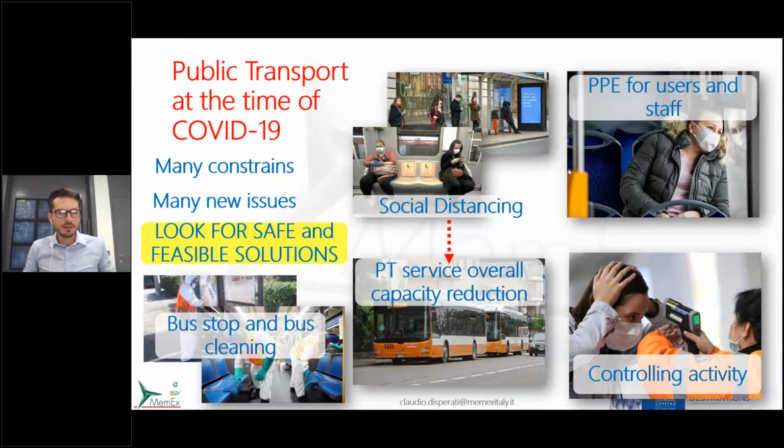So this is the third part, and it is about public transport at the time of COVID-19. As we know, the pandemic emergency by COVID-19 has had and is having a big impact on all socio-economic sectors, and therefore also on public transport. The main constraint which has a strong impact on public transport is social distancing, and therefore the reduction of public transport service capacity.